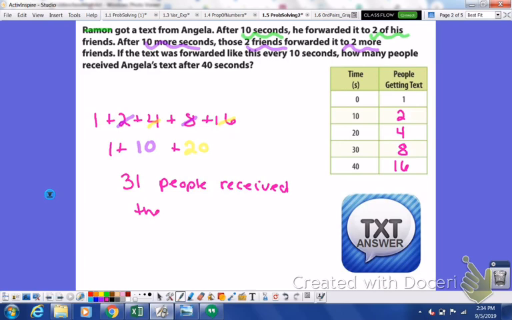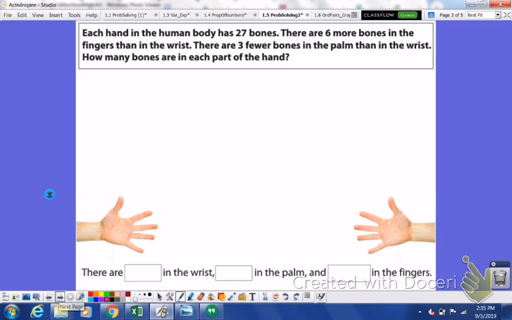Always make sure you guys are labeling. So many times you guys go through and do all of the hard work, but then forget your labels, so don't forget your labels. All right, moving right along.